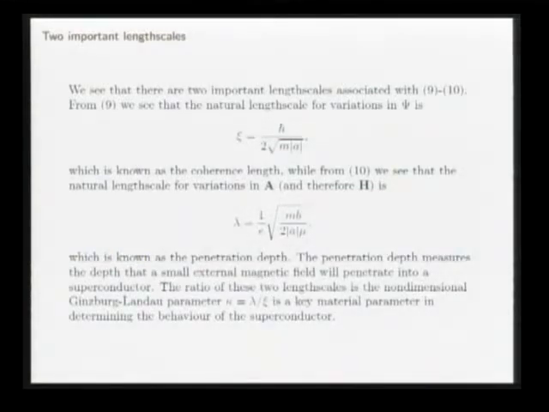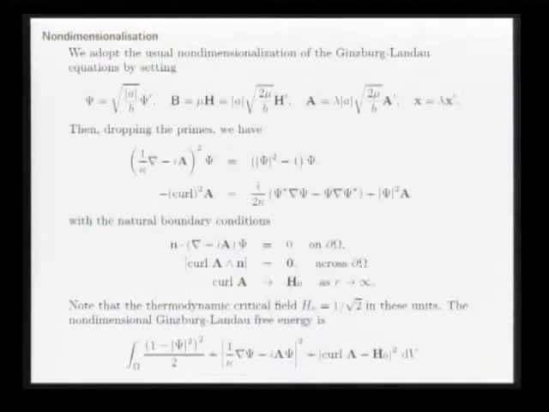So I can use these two length scales in order to non-dimensionalize the equations. I have to choose scales for psi and scales for A, and I have to choose a length scale. So I have to either choose psi or lambda as a length scale. It's usual to use lambda, so I'm going to use lambda for the time being, but later on I might switch and use psi. So length is now going to be scaled with the penetration depth, so I'm going to be on the natural length scale for variations in the magnetic field.